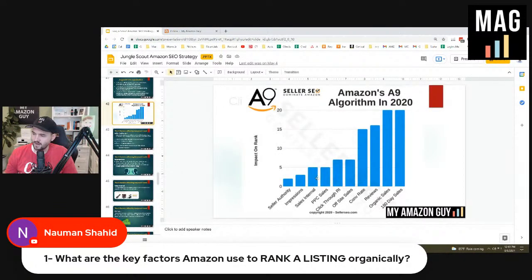PPC sales coming in at 5%. Sales internal, which I don't know how they diagnose that. I can't remember exactly. Impressions and seller authority. So if you're spending a lot on advertising, you're getting impressions, that's going to help you. That's going to be a big PPC impact. But PPC sales themselves only 5%. So those are the factors. Hopefully that's helpful. I do find those to be pretty accurate.